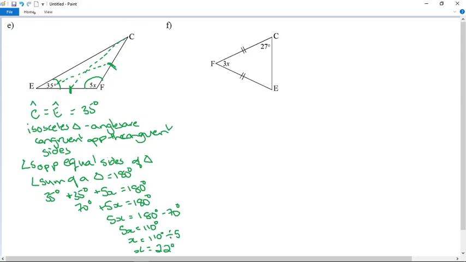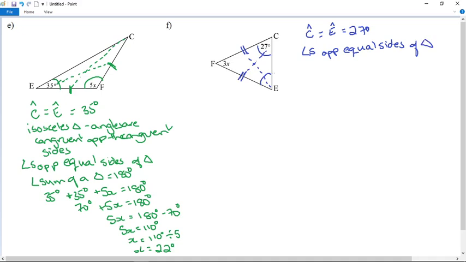Okay, now let's have a look at the other triangle over here. Once again, this is an isosceles triangle because side CF is equal to side EF. So then you have to look at the angle opposite to the congruent sides. So angle C equals angle E, which equals, okay, so C is 27 degrees, which means E must also be 27 degrees. And we need to write here, yes, the angles opposite equal sides of a triangle.